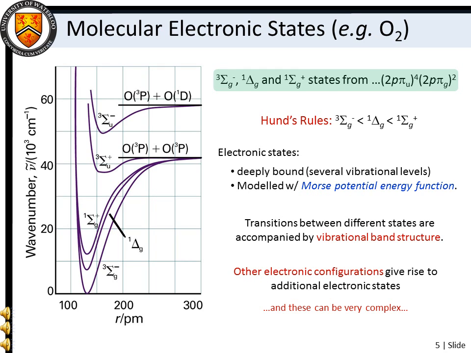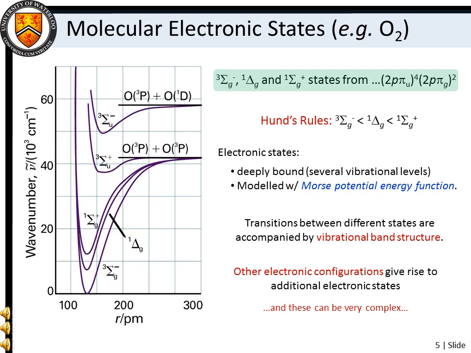A potential energy curve diagram of molecular oxygen is shown on the left. We see that all three of these states are deeply bound by tens of thousands of wave numbers, and that the shapes of their potential energy curves are reminiscent of the Morse potential that we discussed in Masterclass 8. Since each potential energy well can support a number of vibrational levels, we find that electronic transitions between different states are accompanied by vibrational band structure. Furthermore, each vibrational level has associated with it a ladder of rotational energy levels.